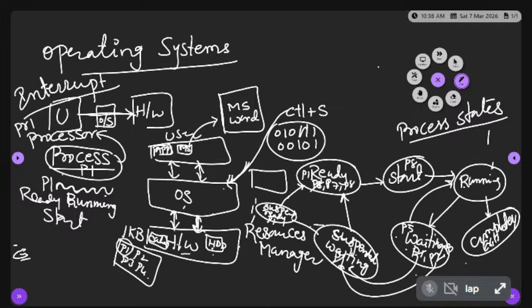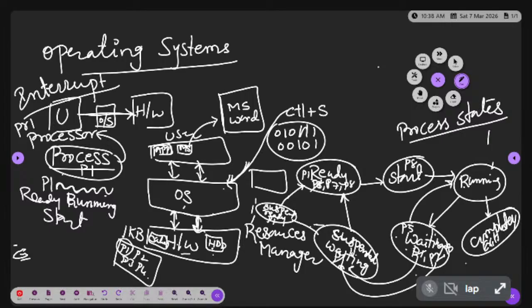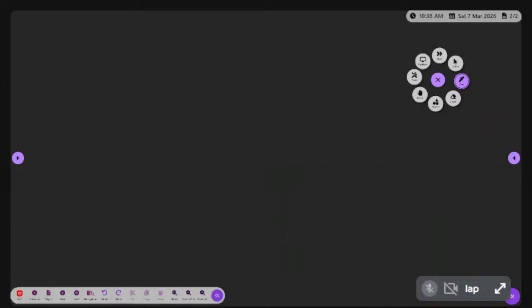Process state diagram. Right? In the process, right.